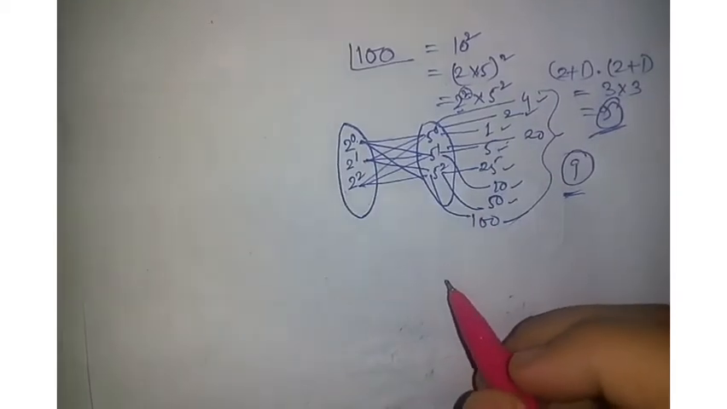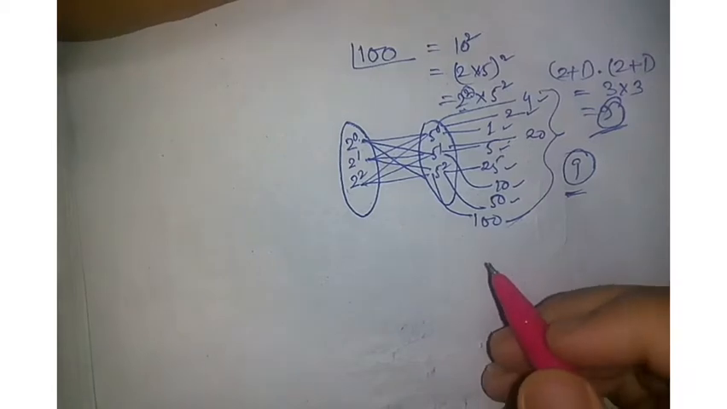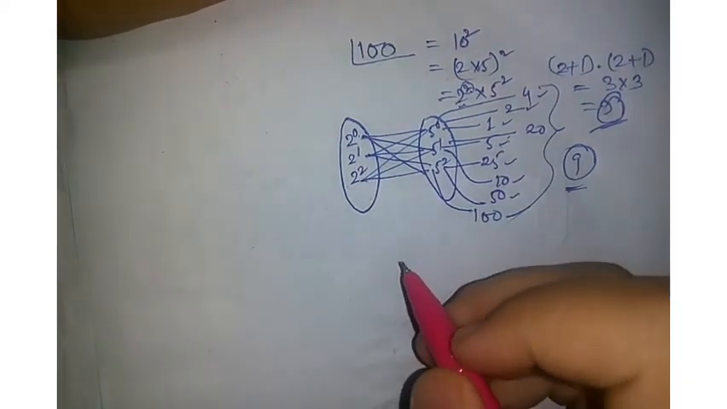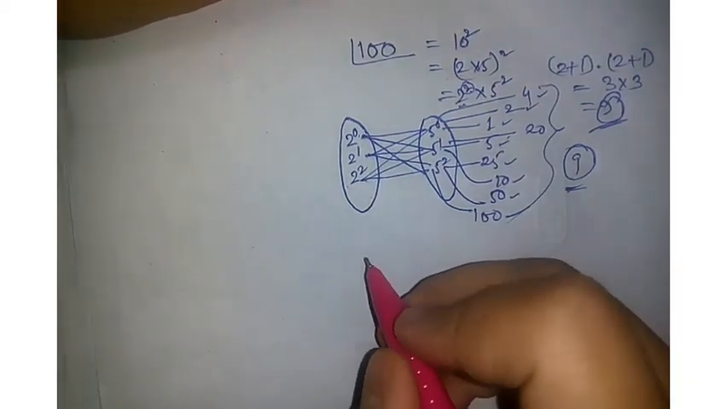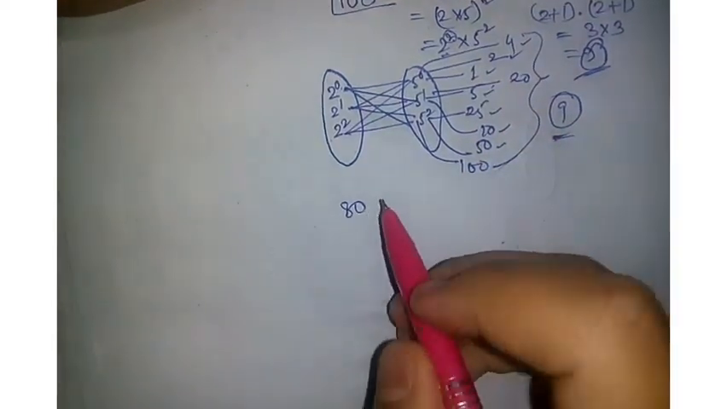But if I want to find the individual divisors, then I have to adopt this method. That is, I have to first combine all these terms like here, then I can find the divisors. Let me take another example to illustrate this fact. Suppose I have 80. I want to find the divisors of 80.